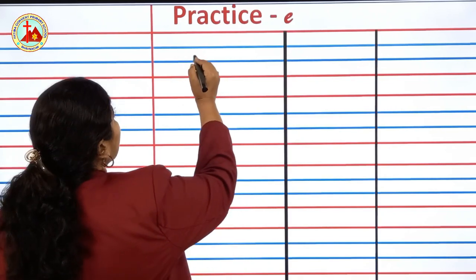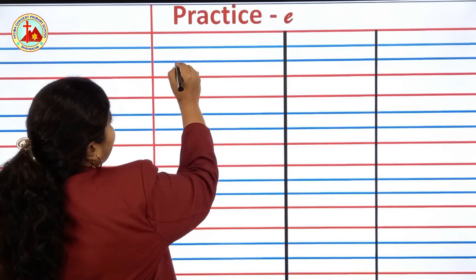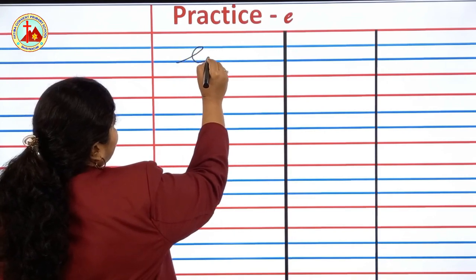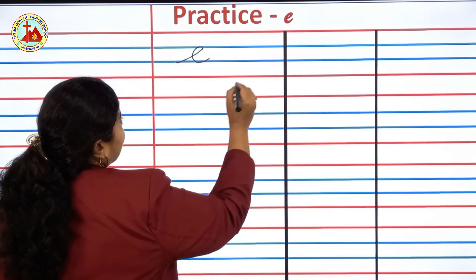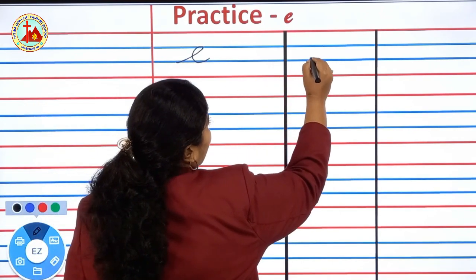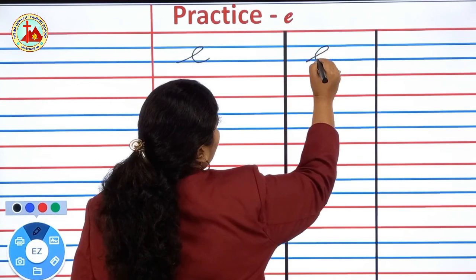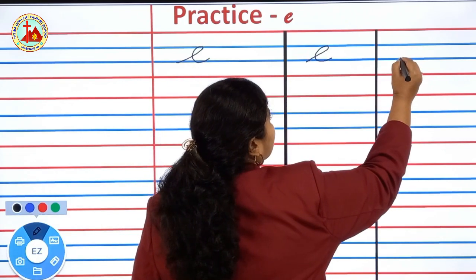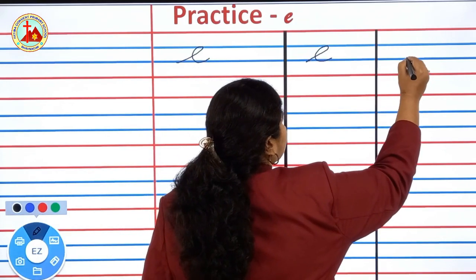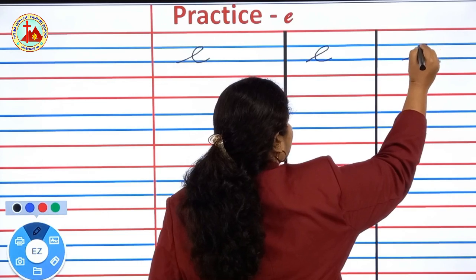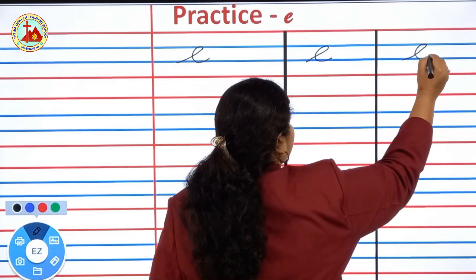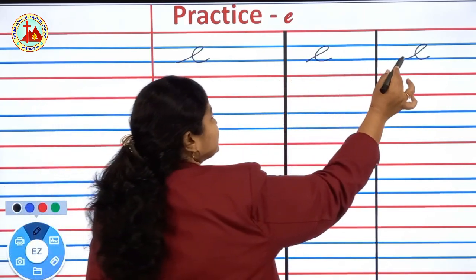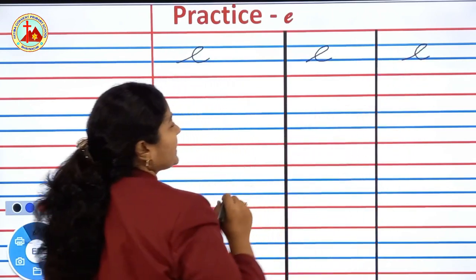So you have to start from here, from the down blue line. Go on top, come back. Cursive writing E. Again one more time, start from the down blue line, go on top, come back. Cursive writing E. Again one more time, see the formation. Down blue line, go on top, take a loop and come back. This place is called loop. That's why E comes in the loop category.